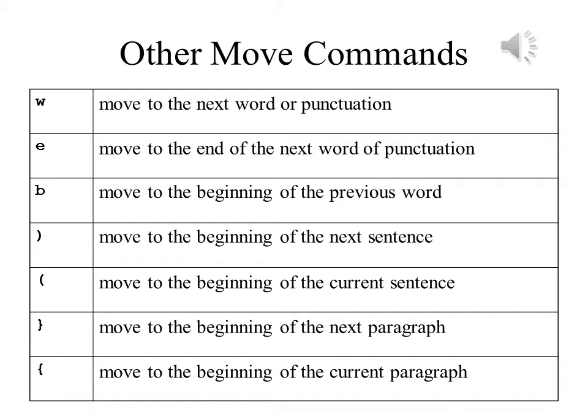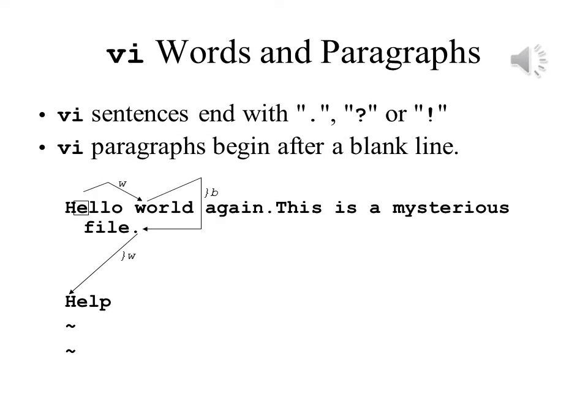Open brace, move to the beginning of the current paragraph. And in this regard, we've pretty much covered all the ways that we'll ever need to move the cursor. And if you are comfortable with them, they can be very, very helpful. The thing that also becomes important to remember is that in VI, sentences are considered to end when there is a period, a question mark, or an exclamation point. Paragraphs in VI begin after a blank line.